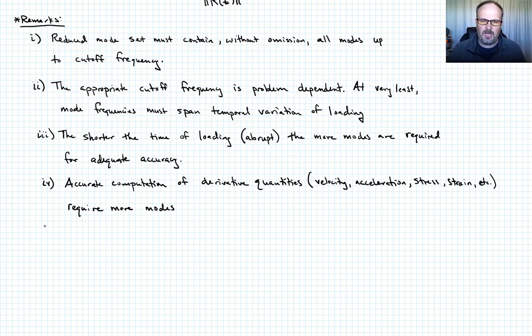And the final comment I want to make is that if the loading is spatially irregular, right, so it's not a uniform or homogeneous loading, but it has a lot of variability in it, if it's spatially irregular, you're going to also require more modes.